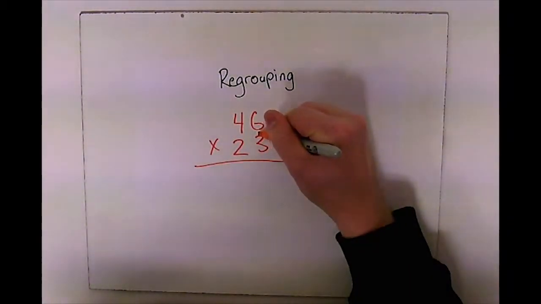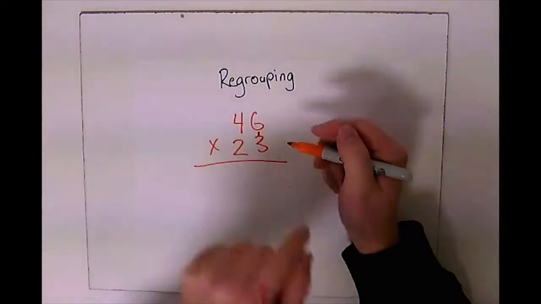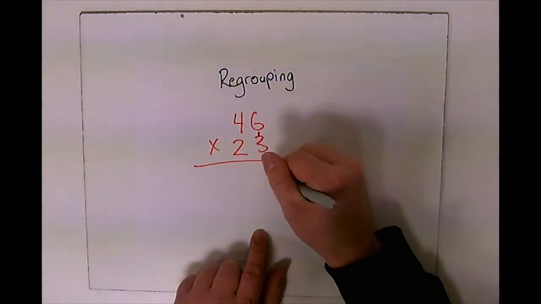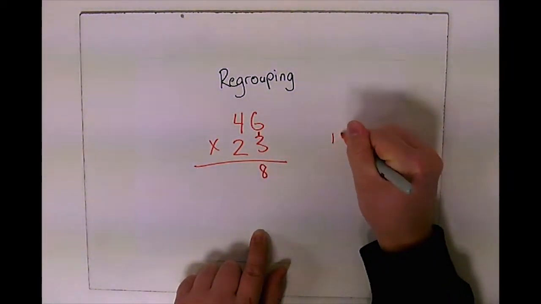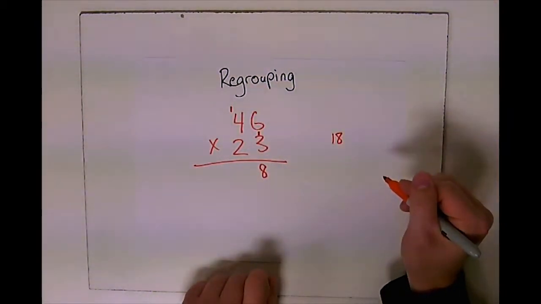Always going to start with the ones place. We're going to multiply those out. So 6 times 3 is 18, but just like with regrouping that we did with multi-digit by one digit, we're only going to bring one number down. So our number is 18, we're only going to bring the 8 down, and we're going to regroup that 1 up to the next place value.